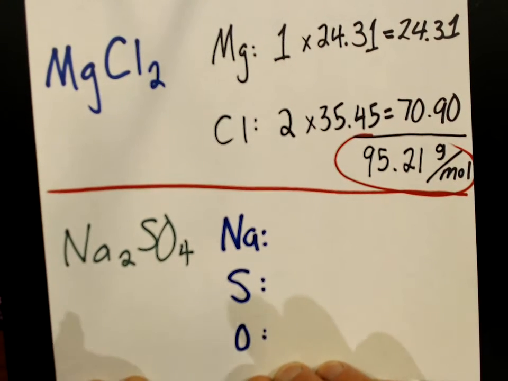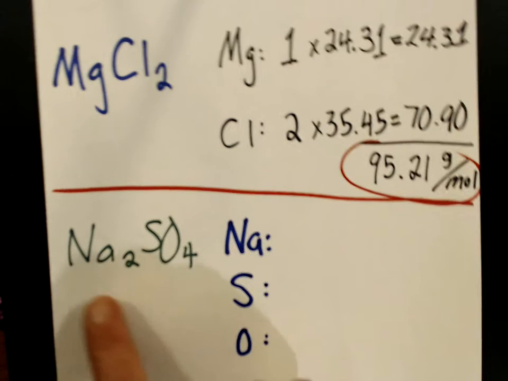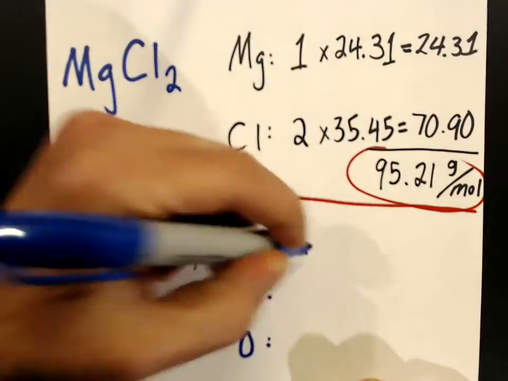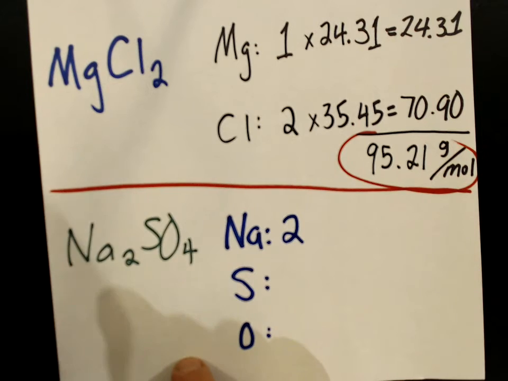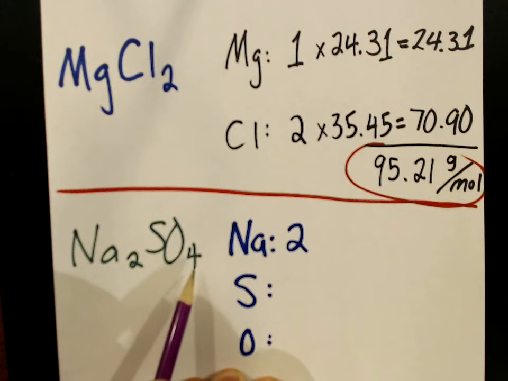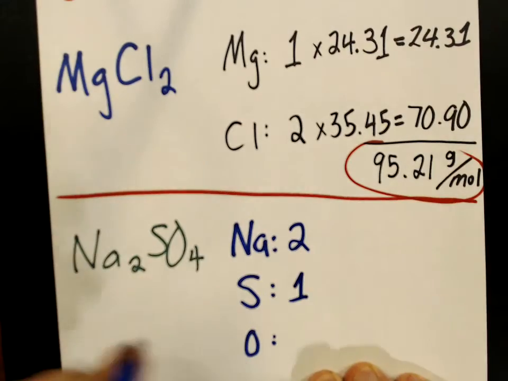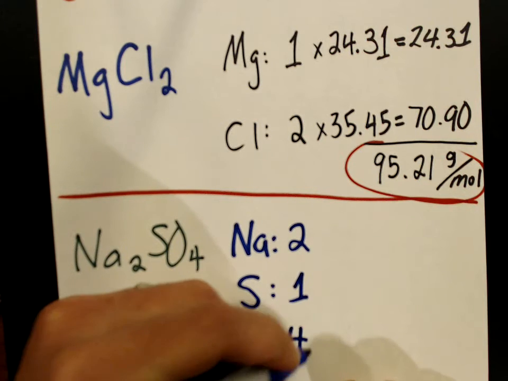Now ask yourself how many atoms of each of these elements appear in the formula. Immediately after sodium, we find a 2, so there are 2 sodium atoms. Immediately after the sulfur, there's an invisible 1. Be careful, some of you will be tempted to say that there are 4 sulfurs. No. There's only 1 sulfur. Immediately after O is a 4 subscript, so there are 4 oxygens.